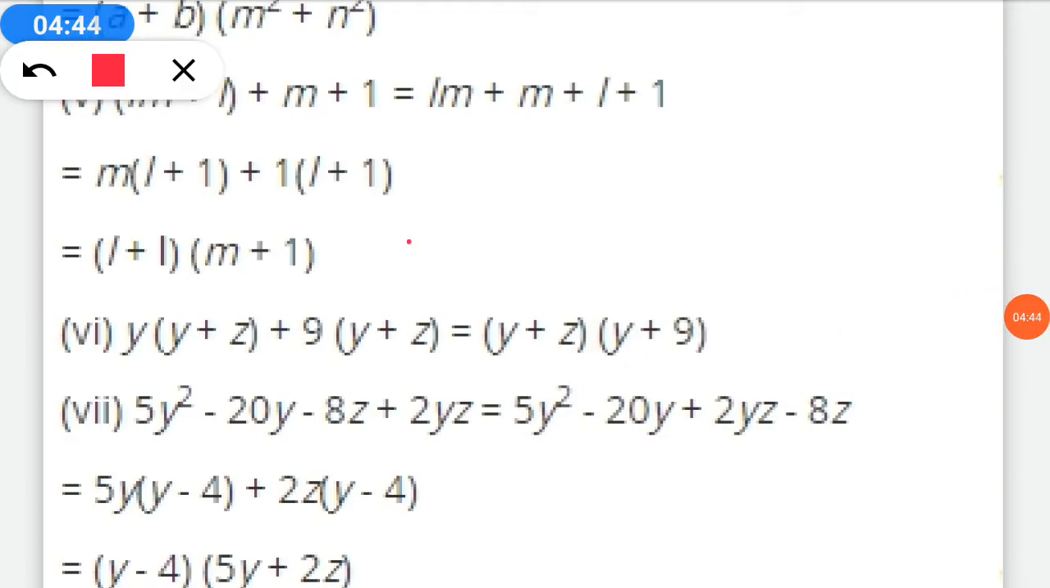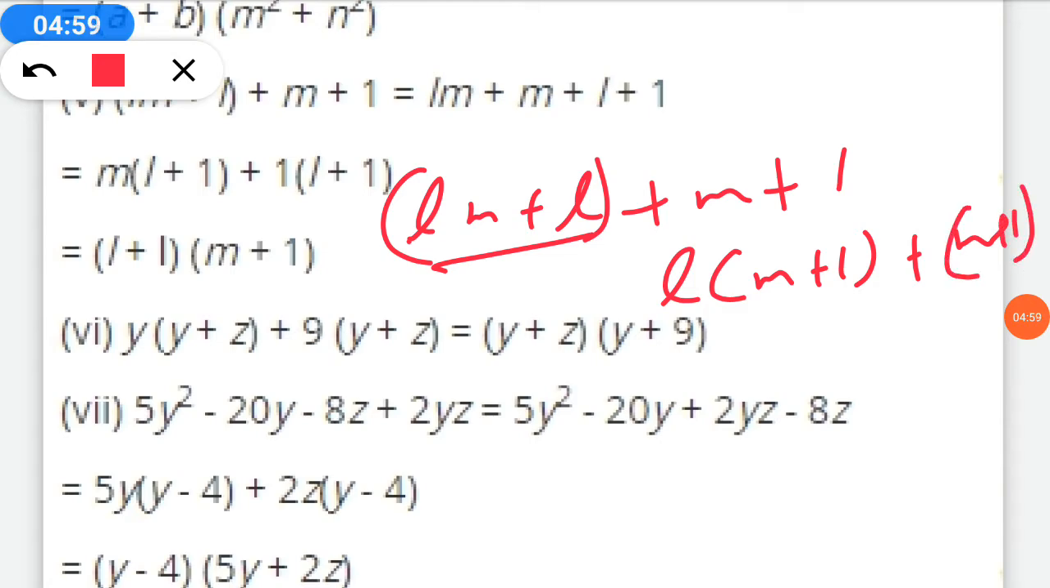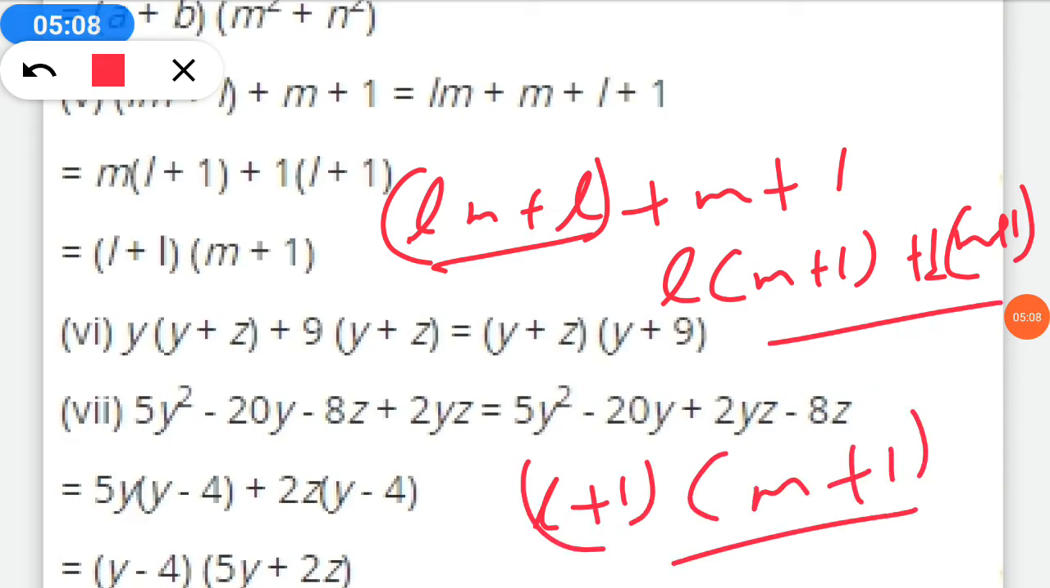So what is the next? lm plus l plus m plus 1. Can we take l common from these terms? Of course we can. So m plus 1 plus m plus 1. So here also 1 can be taken common. So l plus 1 into m plus 1 is the answer, as m plus 1 is common in both. That's why l plus 1 into m plus 1 is the answer.